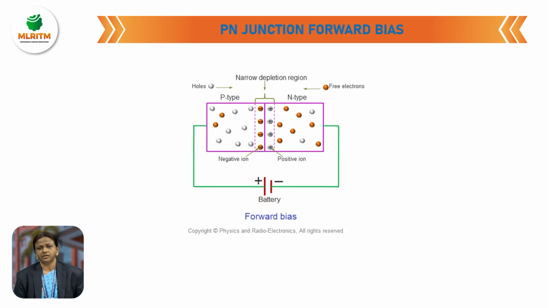So these immobile ions oppose further movement. In the N region, positive charged immobile ions, and in the P region, negative charged immobile ions are formed. So this region is known as the depletion region. These immobile ions oppose further movement of charge carriers from P region to N region as well as N region to P region. So there is no movement of the charge carriers, so current is equal to 0.